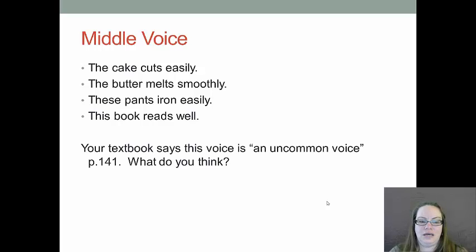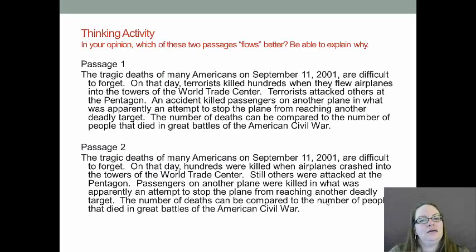It's on page 141 of our textbook. Probably the second edition is that page number. Here we're looking at, again, what it is that we want to be the focus. So we have two different passages. I'll read these for you. Just listen and see which one you think is better.